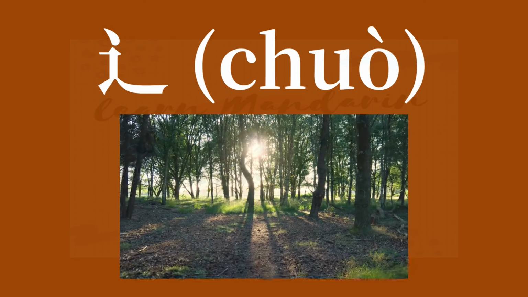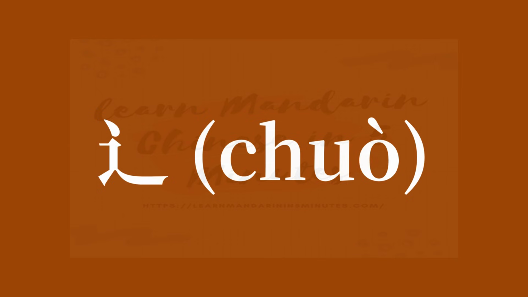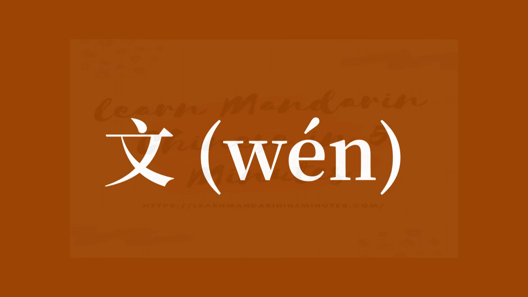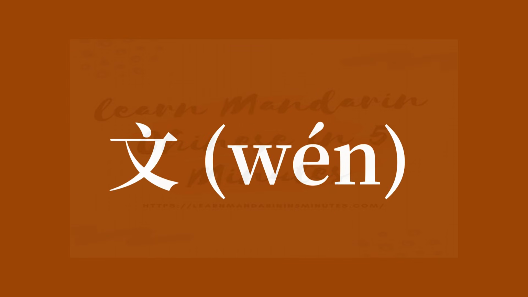This is the walk or movement radical. It is always written on the left side. It looks like a zigzag and is one of the most common radicals. The Chinese character sitting on top of 辶 is 文. It means language or writing, but in this case, its primary job is phonetic. It's there to suggest the pronunciation.